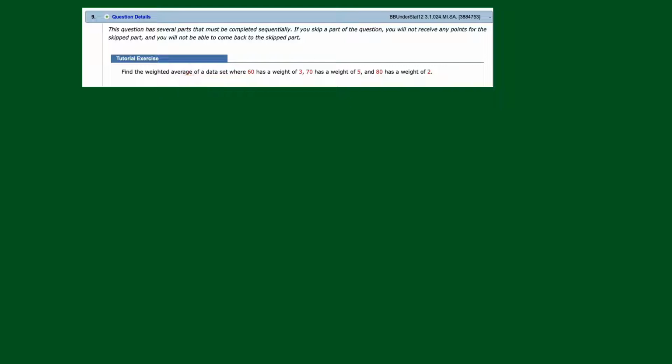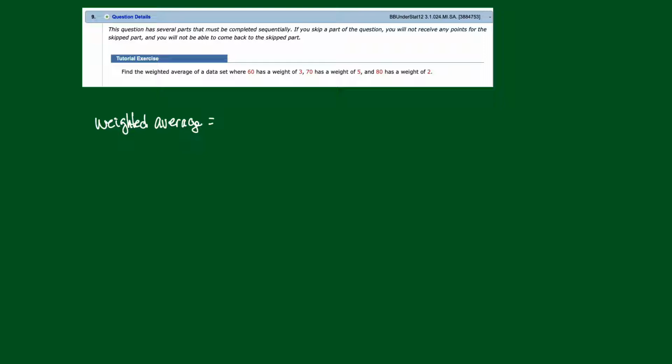It has one part, just says find the weighted average of a data set where 60 has a weight of 30, 70 has a weight of 5, and 80 has a weight of 2. We have a formula for the weighted mean. I'll write it like this: weighted average. I think that's what the book calls it. The weighted average.